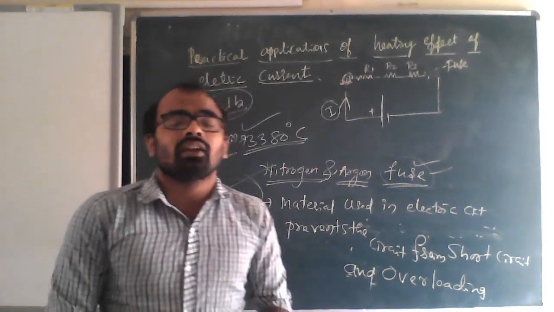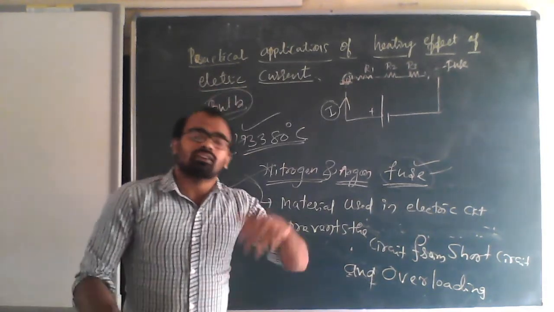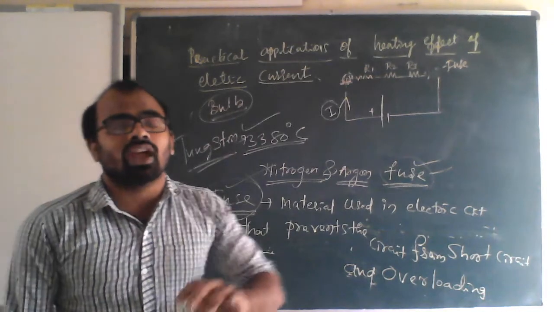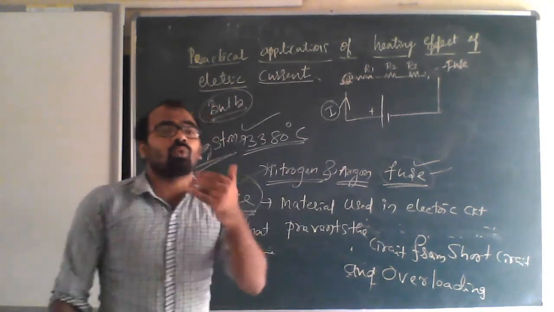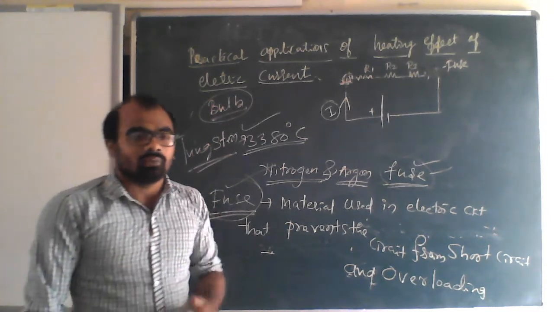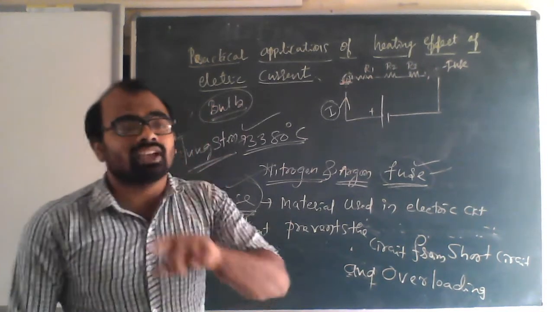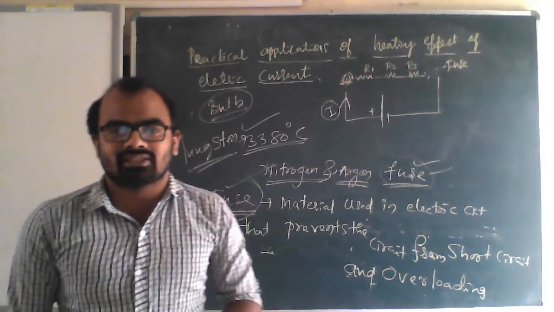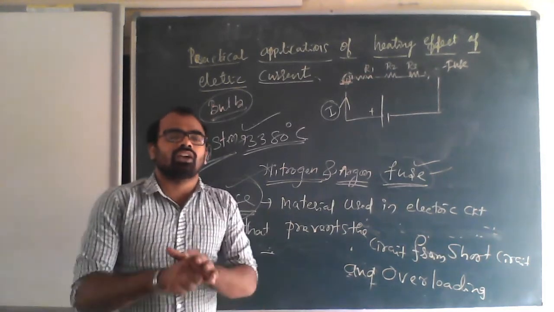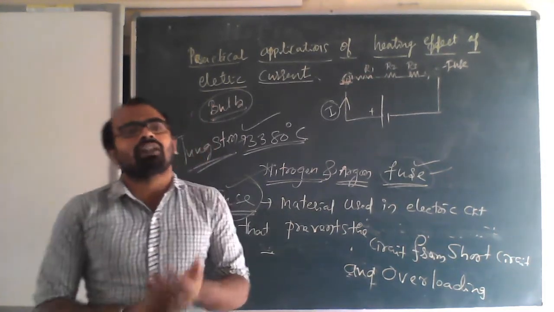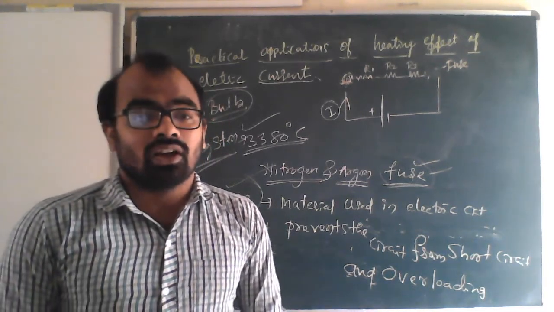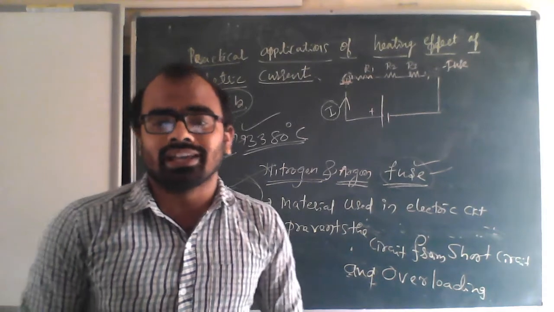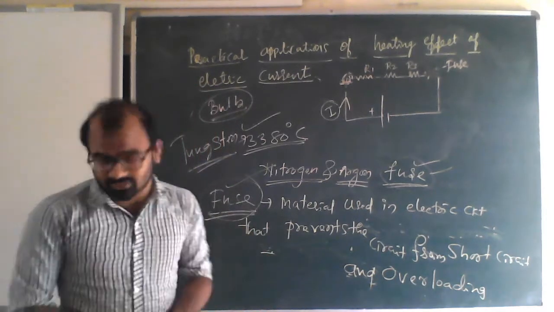Why is it filled? Because if it is kept open, tungsten will react with oxygen and become tungsten oxide. Hence the bulb will not work further. But if argon is filled, argon is a noble gas. It will not react with the tungsten material at all, and the bulb works properly. Understood? I hope you all are clear with these two concepts.